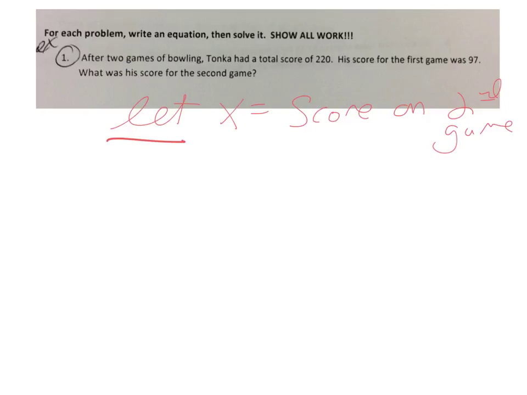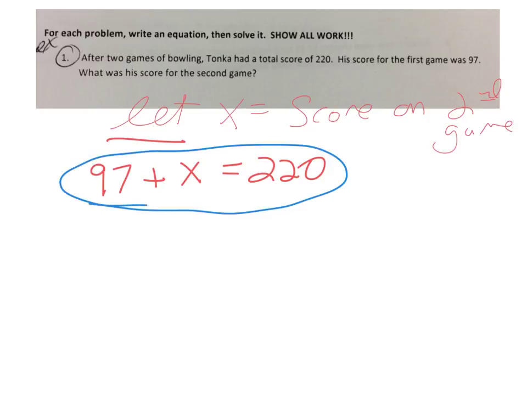Now, what I know is that on one game he scored a 97. I don't know the score of the second game, but that's my x. That's the whole point in that. But I do know if I were to add those two together, I would get 220. Well, guess what now? Doesn't that look like stuff we've been solving? So your next step is to solve it.